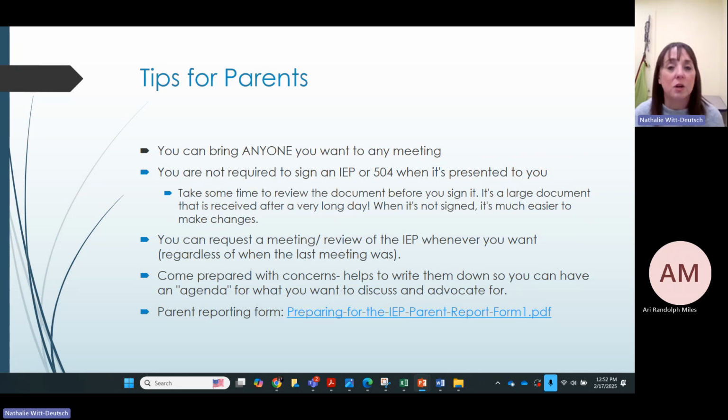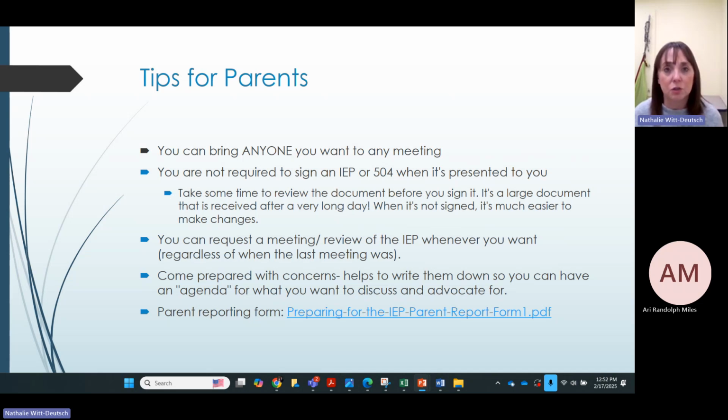You're not required to sign an IEP or a 504 when it's presented to you. Take some time to review this document after all of the changes have been made before you sign it. It's a large document, like I said, anywhere between 30 pages to 50 plus. So it can take a very long time to review it and go section by section.